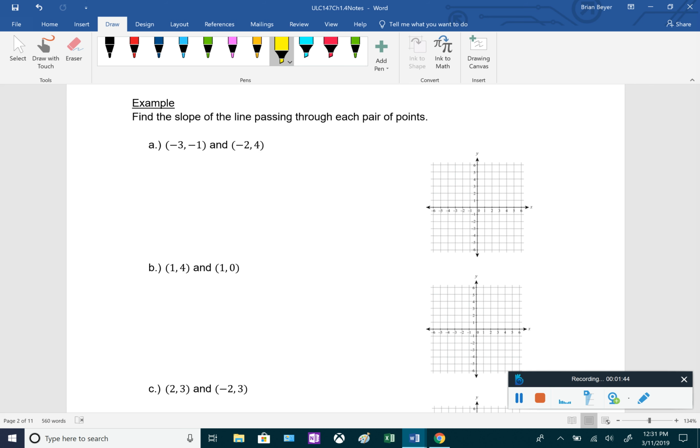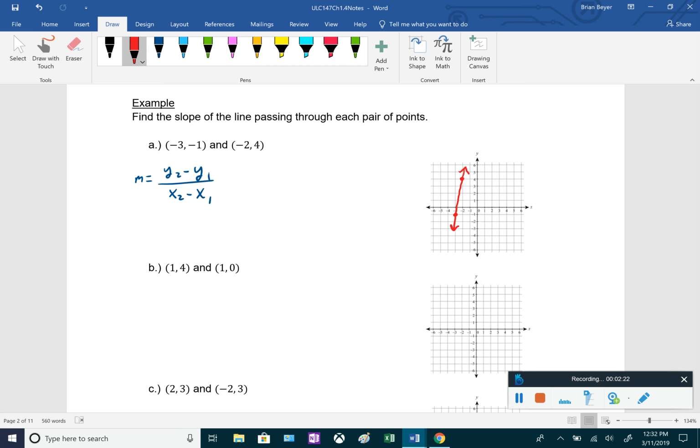So we have the points -3, -1, and -2, comma 4. Before we find the slope, let's plot these points down. -3, -1 is going to be here, -2, 4 is going to be up here. We're trying to find the slope of the line that connects them. So let's do this slope formula here. It's going to be m equals y2 minus y1 over x2 minus x1.